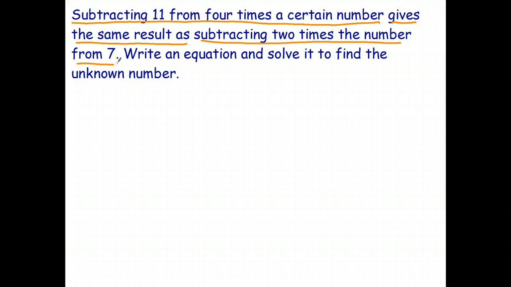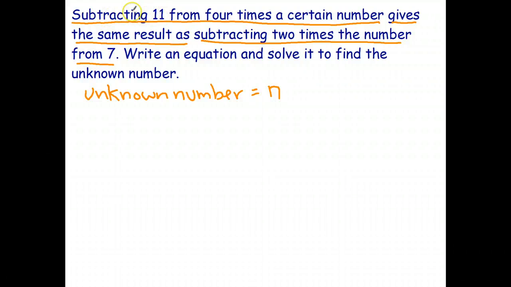Okay, well, if we're going to write an equation, we need to use a variable for our unknowns. I'll use the letter N to stand for number. So I'll start by just writing unknown number equals N. So whenever we're solving word problems, the first thing we have to do is define our unknown using a variable.